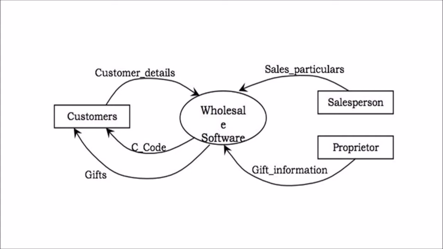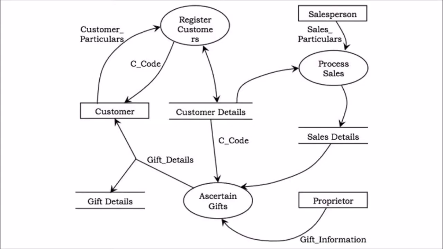In the next level DFD, as shown in this figure, the major processes of the system are identified, the data stores are defined, and the interaction of the process with the actors and the data stores are established. In the system, three processes can be identified, which are register customer, process sale, and ascertain gift. The data stores that should be required are customer details, sales details, as well as gift details.